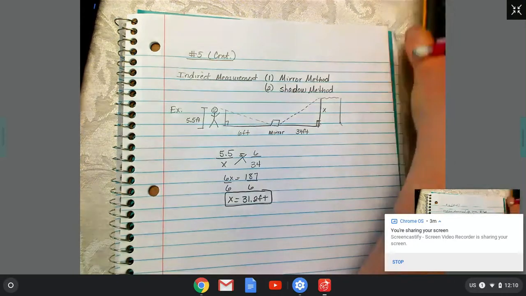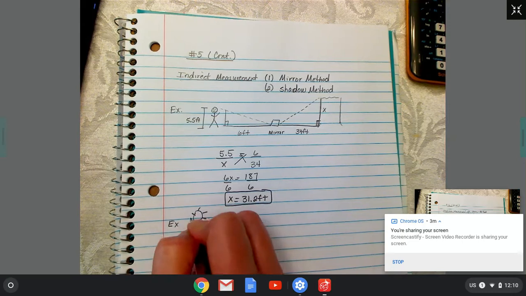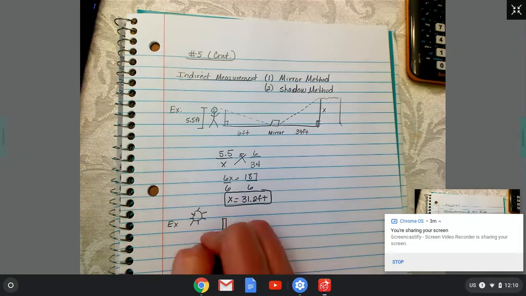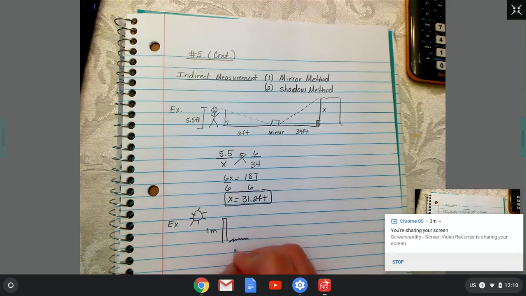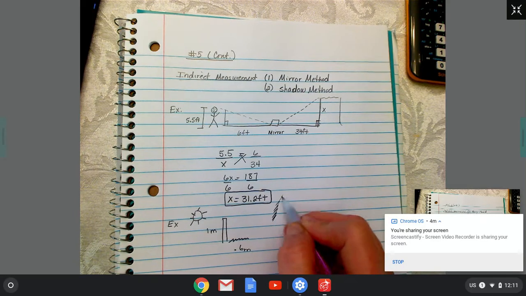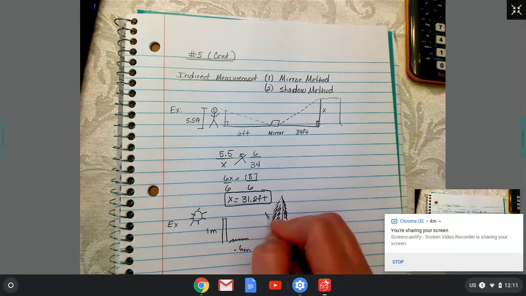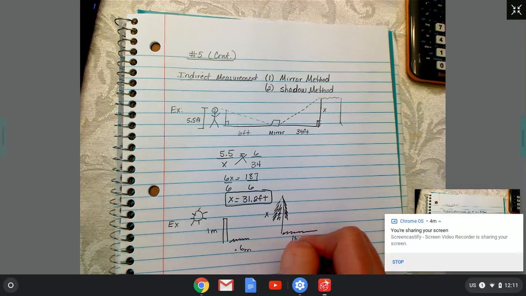Our next example, we're going to use the shadow method. At a certain time of day, something casts a shadow. In this example, it's just a meter stick that's 1 meter tall. It casts a shadow along the ground that is 0.6 meters long. At the same time of day, you have a tree that you want to know how tall it is, that casts a shadow on the ground, and this shadow is 15 meters.